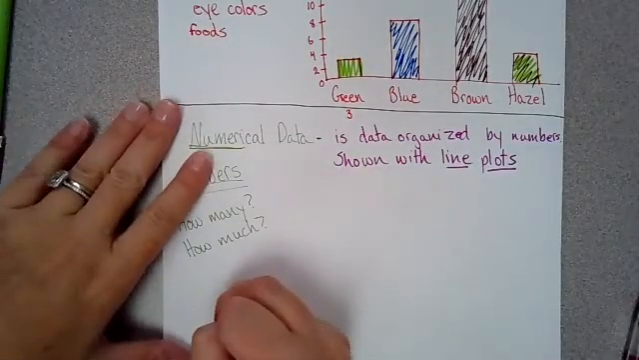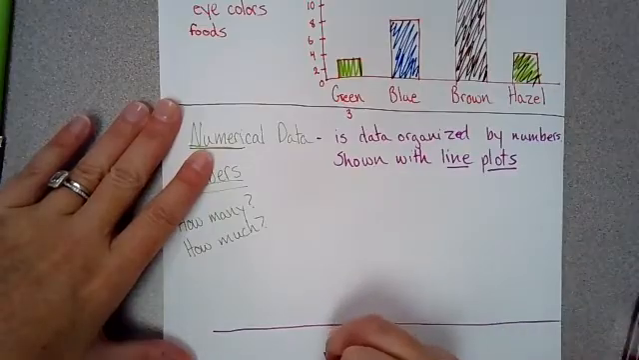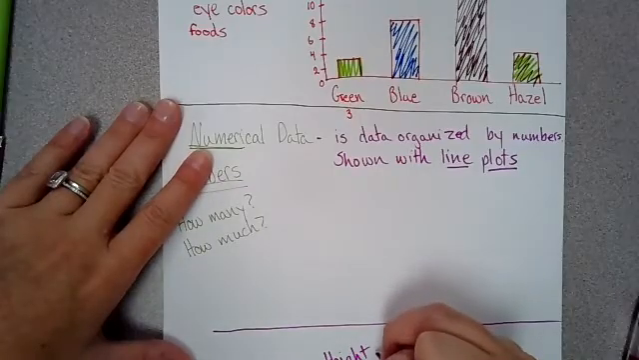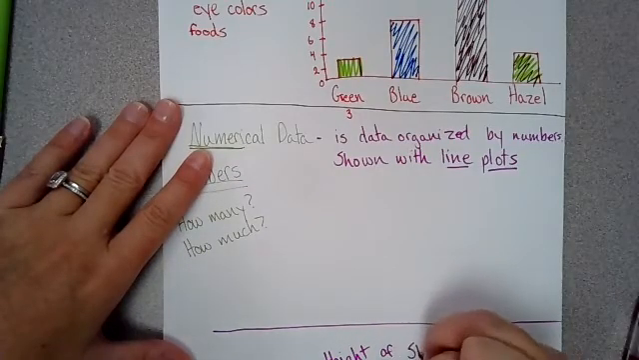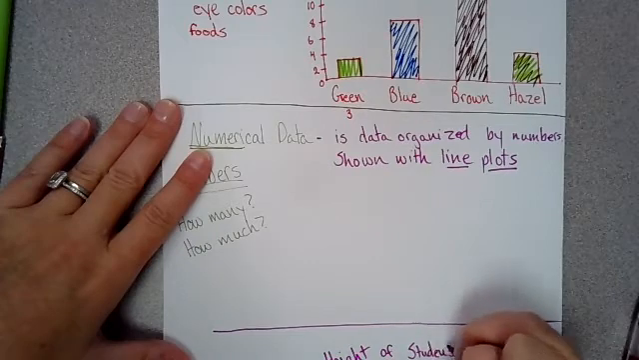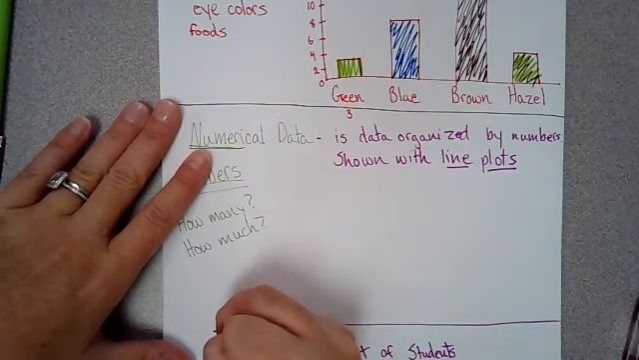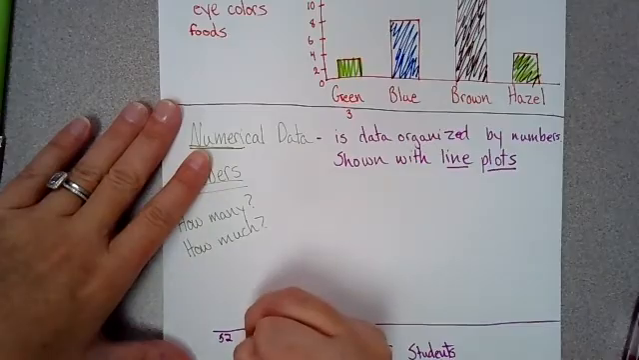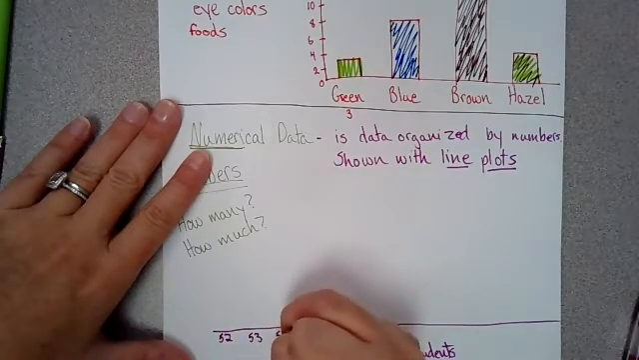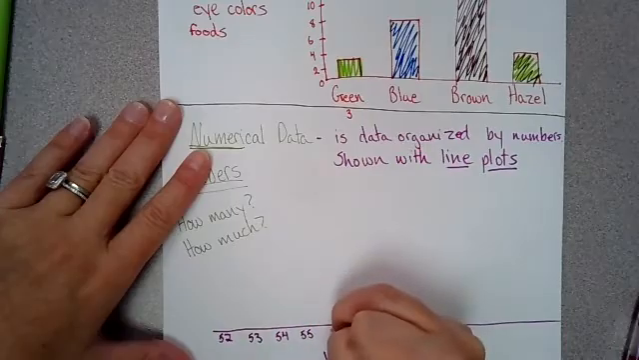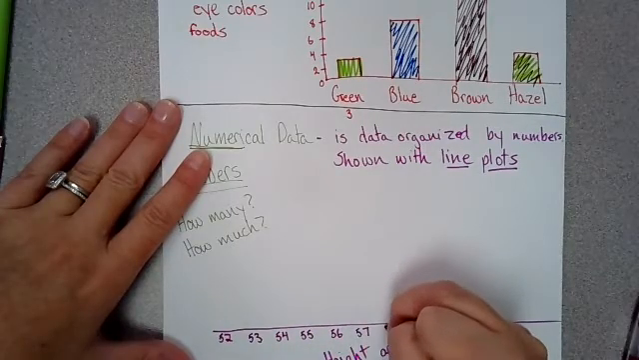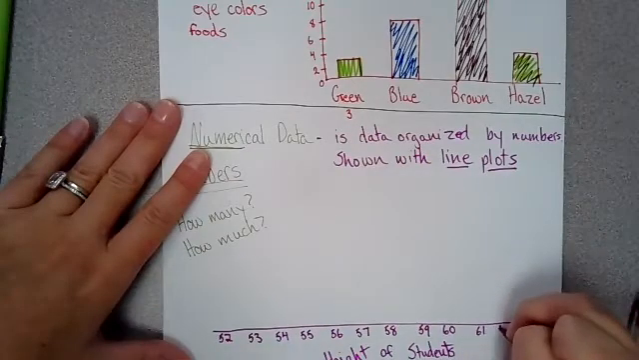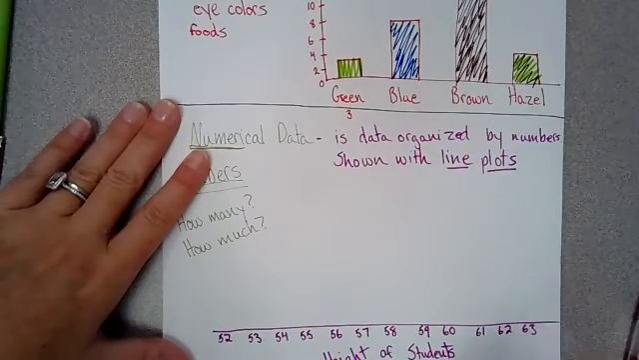Okay, so we're gonna make a line plot that shows the height of students. So, and height is a number. That's right, height is a number, okay? So we're gonna label this height of students, and we're gonna start with 52 down here, and we're gonna space them out, and we're gonna go all the way up to 66. So 53, 54, 55, 56, 57, 58, 59, 60, 61, 62. Let's stop at 63, okay?